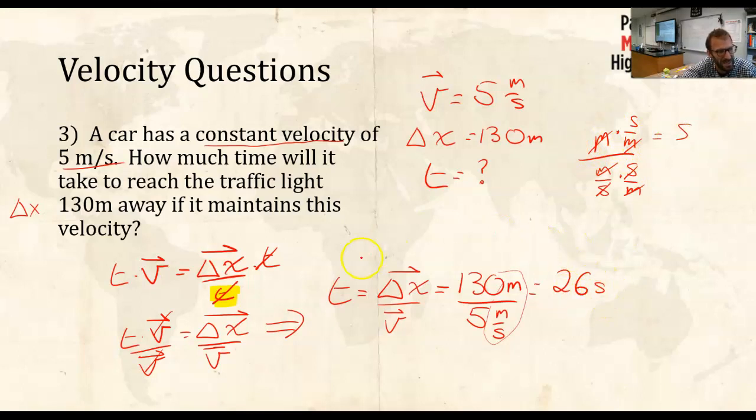26 seconds, is that the unit of time? It is. I got the right unit, so I have done it right. And this right there is my answer. So they are the 3 iterations of a real simple velocity question.